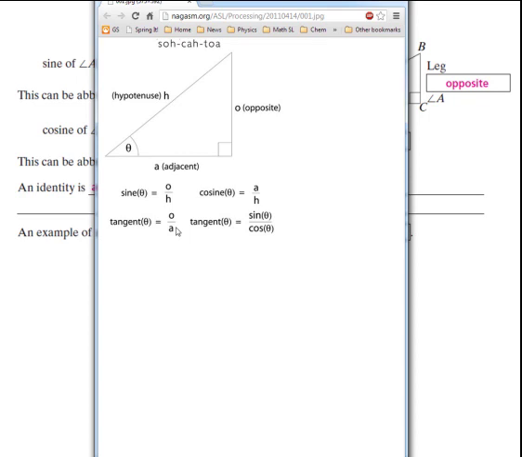And another neat thing that we can see is that the tangent is technically just the sine divided by the cosine. Because if you put opposite over hypotenuse divided by adjacent over hypotenuse, the h's cancel and you're left with opposite over adjacent. So that would be another example of an identity that will always be true. The tangent will always be equal to the sine over the cosine of any angle. So something to keep in mind.